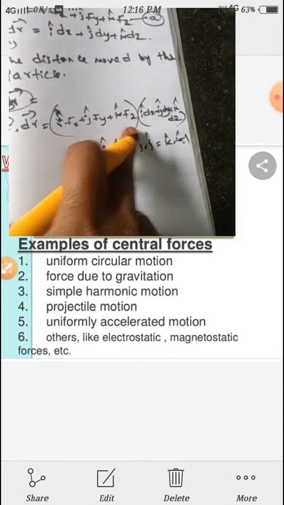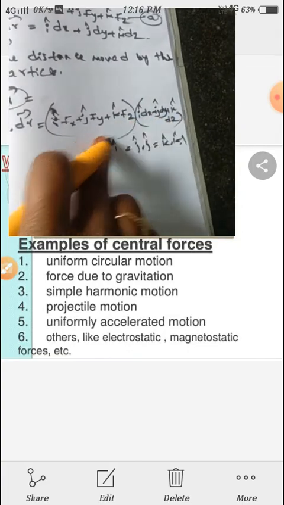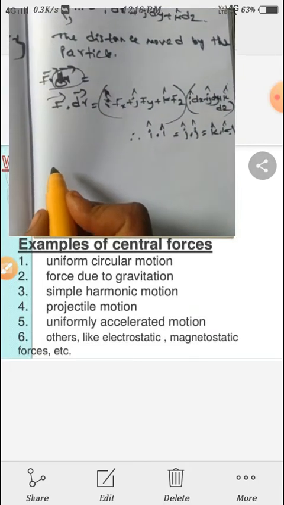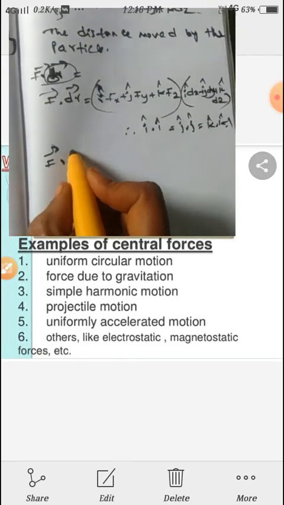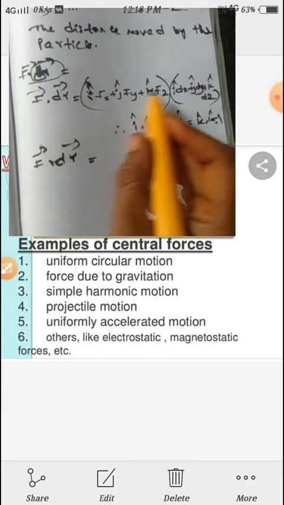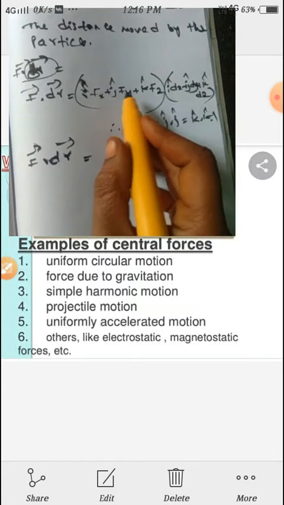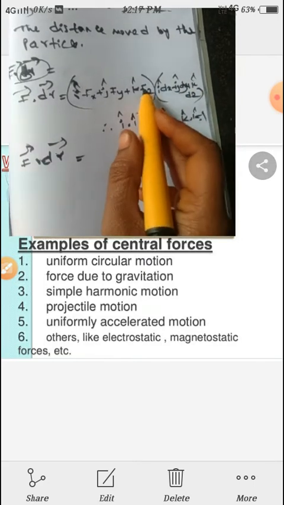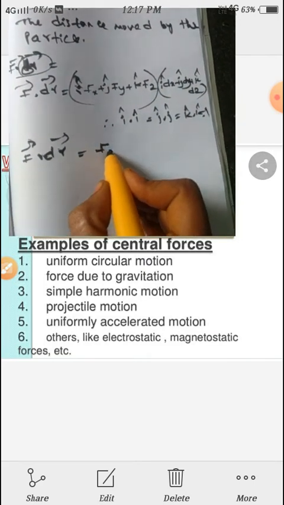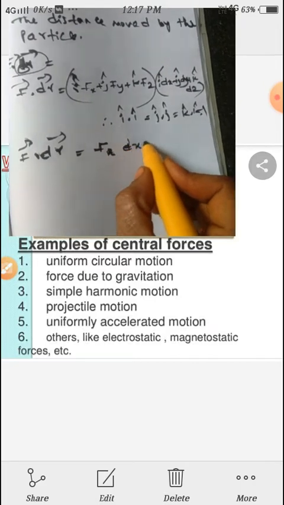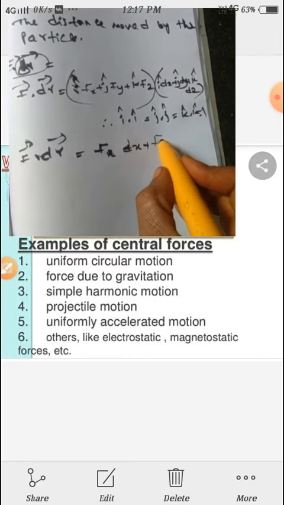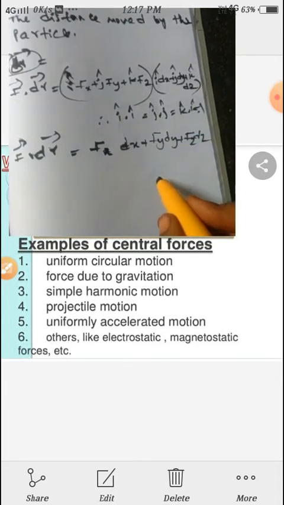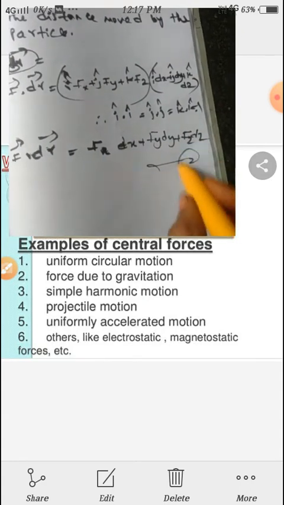So here only the i dot i, j dot j, k dot k terms remain, all others cancel to 0. So F dot dr: the i dot i term remains, that is Fx dx; next the j dot j term remains, that is Fy dy; next the k dot k term remains, Fz dz. So F dot dr equals Fx dx plus Fy dy plus Fz dz. This is equation 2.